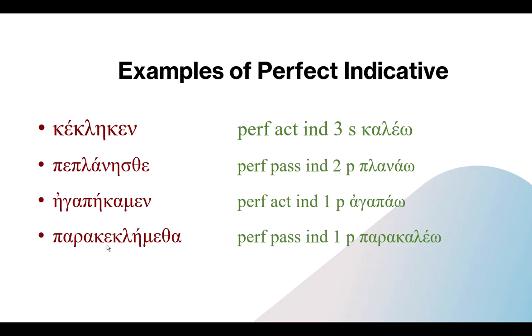So the ke comes before the primary stem here, which is kle, and then we have the metha, which is our passive or middle passive ending. And so here we have a perfect passive indicative first plural. And this would then be we were encouraged, that passive idea.